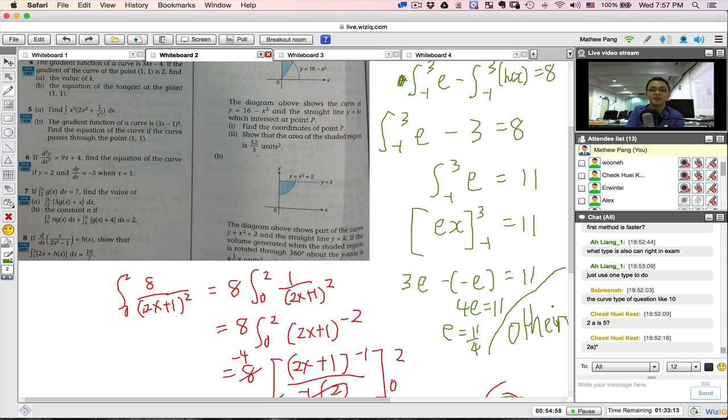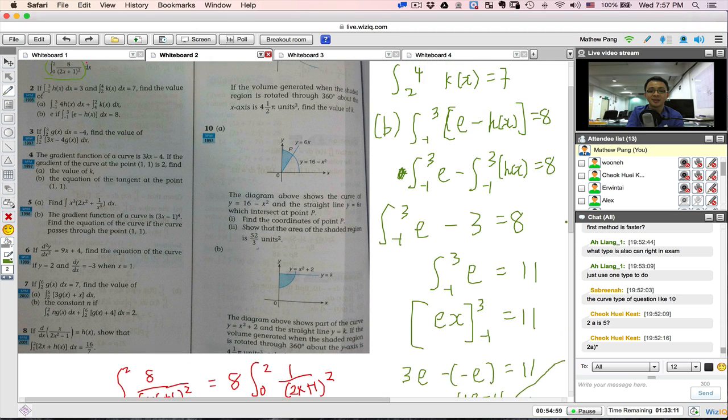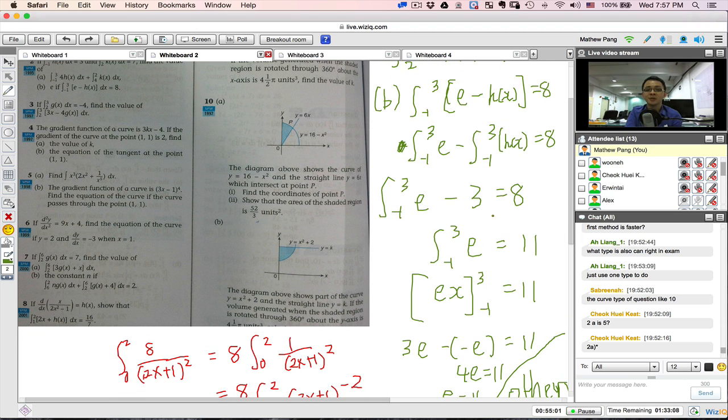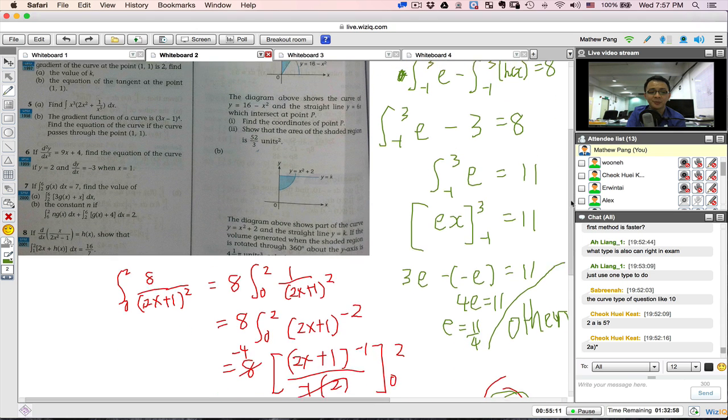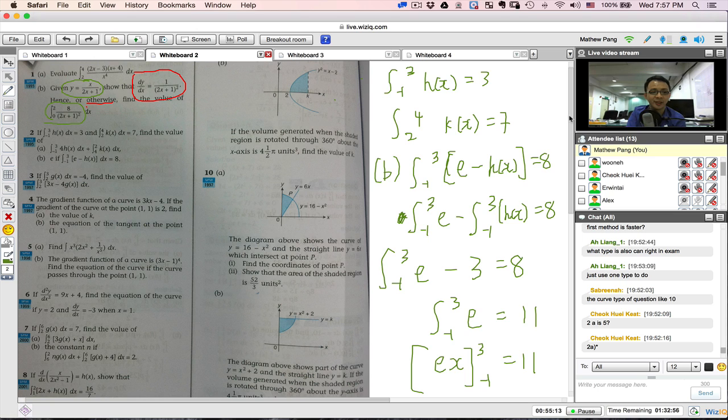Alright, just roughly give you some idea how to solve this kind of question. So when you integrate E or integrate A, just add an X for it. Alright, it's not really difficult, right? Got any question or problem? If no, we're going to move on again. Okay, we're going to move on to question number 10.